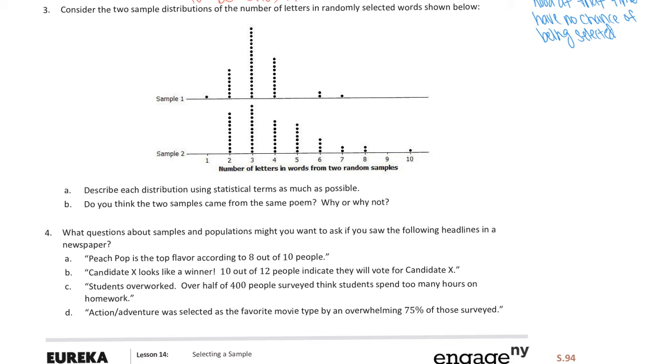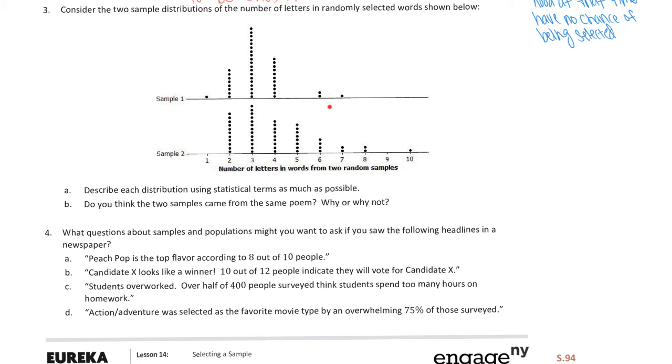All right, number 3. Consider the 2 sample distributions of the number of letters in randomly selected words shown below. Now A, describe each distribution using statistical terms as much as possible. Well, the top distribution seems to have both a median and a balance point, or mean, at 3, with a minimum of 1 letter in a word and a maximum of 7 letters in a word.